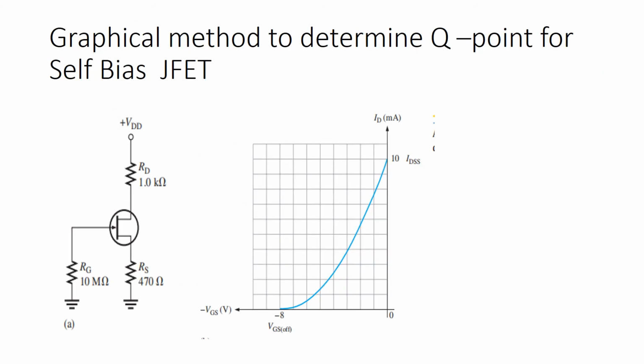Graphical method. The whole self-bias circuit configuration is given. Its characteristics are plotted. So here in this problem, the transfer characteristics will be given, and you have to set the Q point at various locations, which will be studied in the incoming slides.